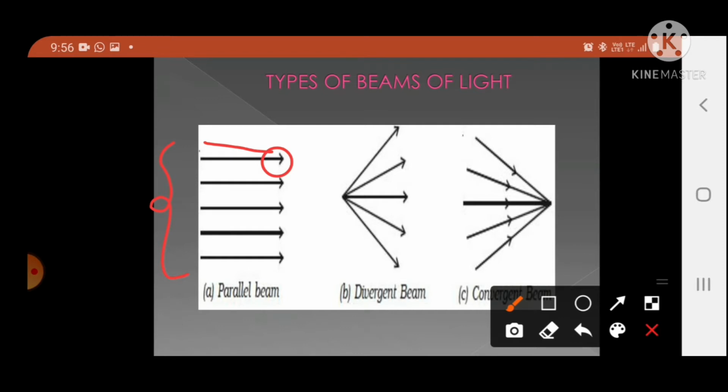The light coming from the sun is an example of a parallel beam of light. Here the distance between the rays remains the same. Another type is the divergent beam. The light coming from a torch or car headlight is an example of this type of beam. Here the separation between the rays keeps on increasing.